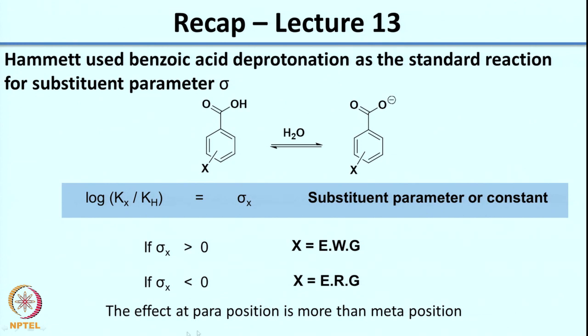And what we had seen is the effect at para position is more than meta position in cases where you have more of a resonance effect, whereas where you have an inductive effect, you would see that the effect at meta position is higher. But in most cases, we had seen that there was a combination of resonance and inductive effect. So now the question is, we have the standard reaction, which is benzoic acid dissociation or deprotonation. How do we use this to understand reaction mechanisms?